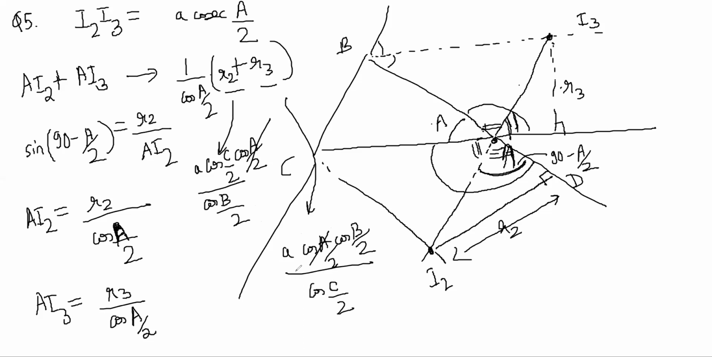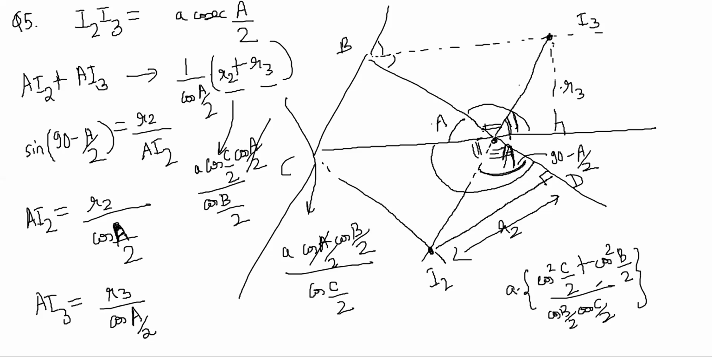So take A common, it will become cos square C by 2 plus cos square B by 2 by cos B by 2, cos C by 2, right? This feels like we have made some mistake here. Wait. Cos square C by 2 doesn't seem to be right. So let's just revisit that a little bit.